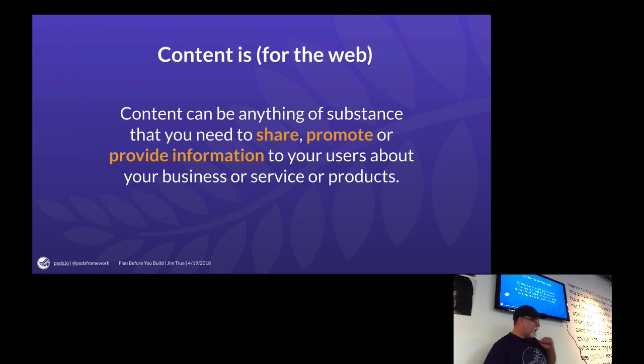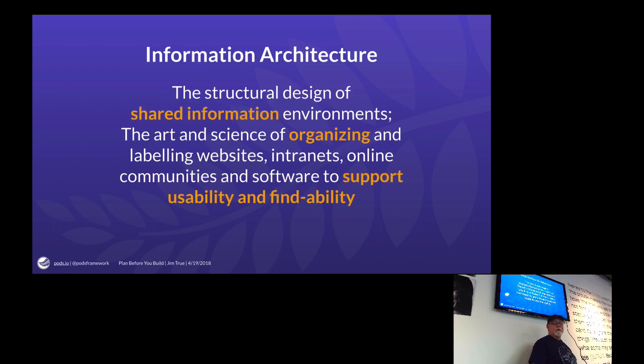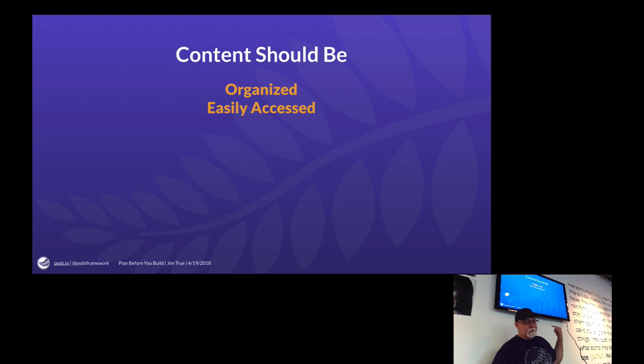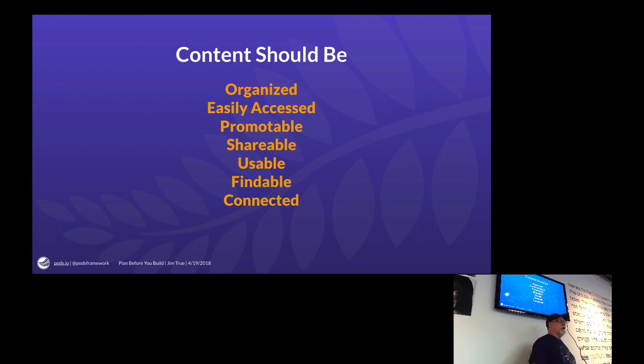So content for the web is anything of substance that you need to share, promote, or provide information to your users about your business or services. It's basically your crucial information. I also popped in here a Wikipedia one for Information Architecture: the structural design of shared information environments, the art and science of organizing and labeling websites, intranets, online communities, and software to support usability and findability. The big words here, the ones that really matter to you, are shared information, organized, easily accessed, promotable, shareable, usable, findable, connected information. That's what content is. It's what drives the purpose of your website.